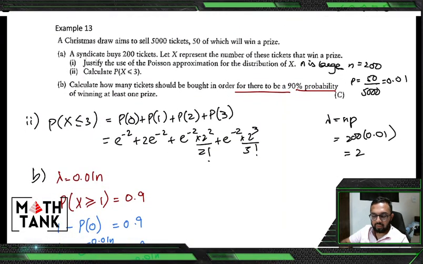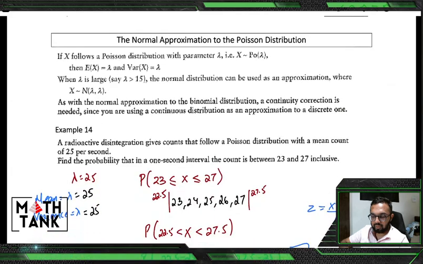Then these questions are about that. You can pause on any question you want and try to do them. Then the normal approximation to the Poisson distribution. Sometimes the Poisson distribution becomes inaccurate because lambda becomes large.